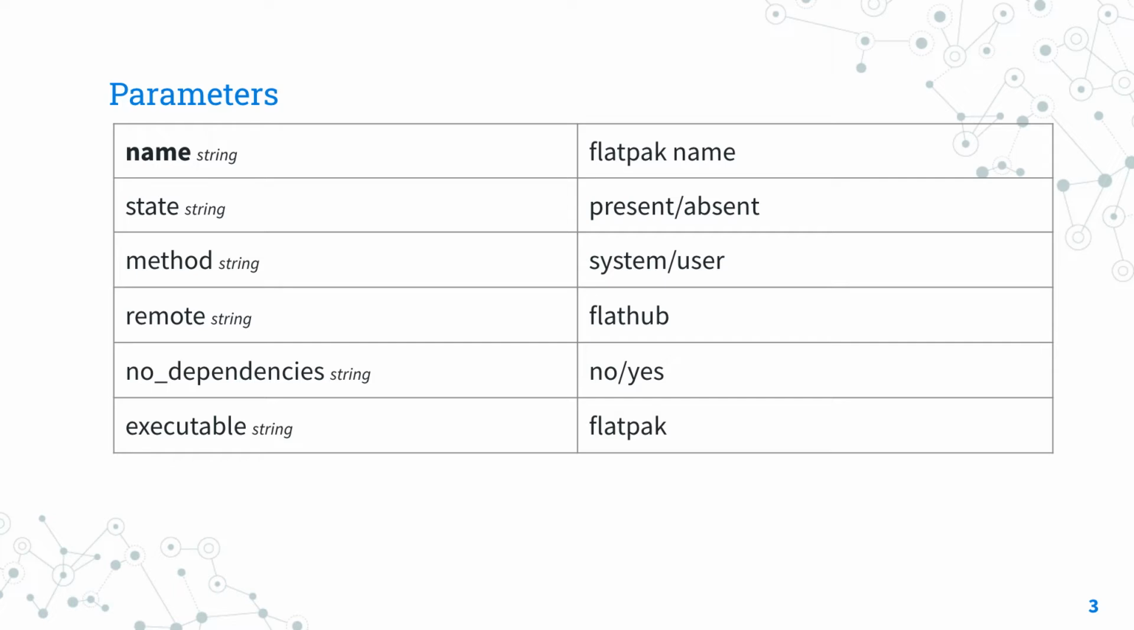The parameter method specifies if you would like to install the Flatpak system-wide, the default, or only for the current user. There are also some parameters for advanced users. For example, you could specify a different source with the remote parameter rather than the default Flathub. Also, not install the dependencies with the no_dependencies parameter, or if the executable is different than the usual flatpak, but this is not used a lot.